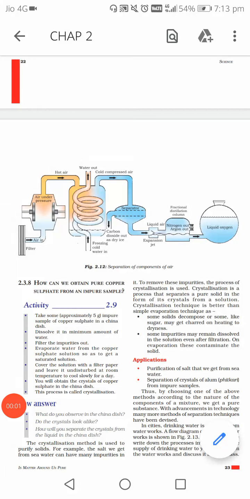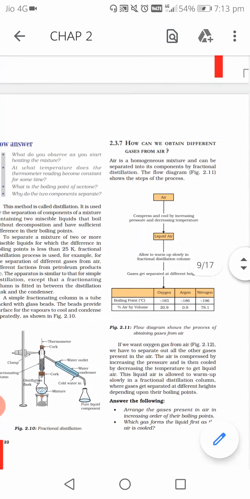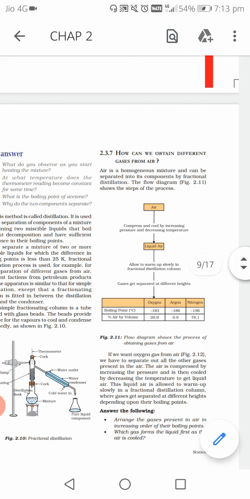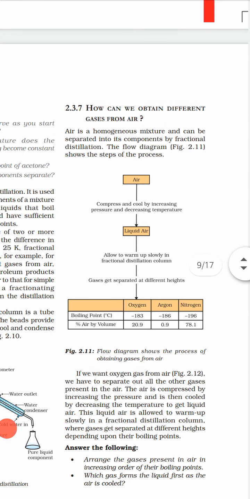Now let us discuss the separation process of the components of air. First of all, the thing that you have to know is how we can obtain different gases from air. Now see the table.